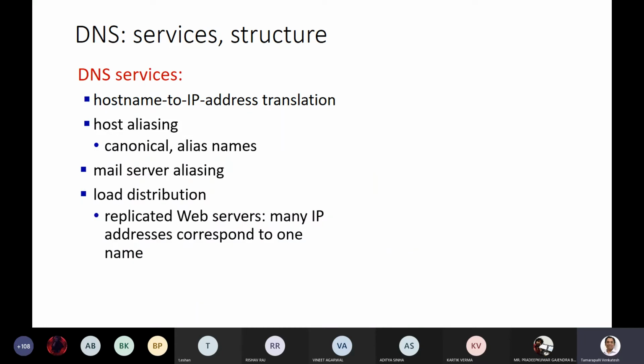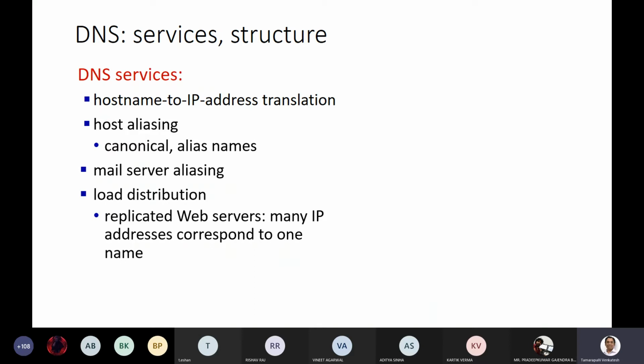Then you have aliasing. That means to map multiple canonical names or alias names, and in turn map these alias names to the IP address. Mail server aliasing. So you can also have a name associated with a mail server, a human readable name, and then it also translates the mail server's name to the IP address. For example, when you send a mail to user at iitg.ac.in, it might indicate that the mail server is located in some machine like patkai.iitg.ac.in, and patkai.iitg.ac.in is located on so and so IP address.